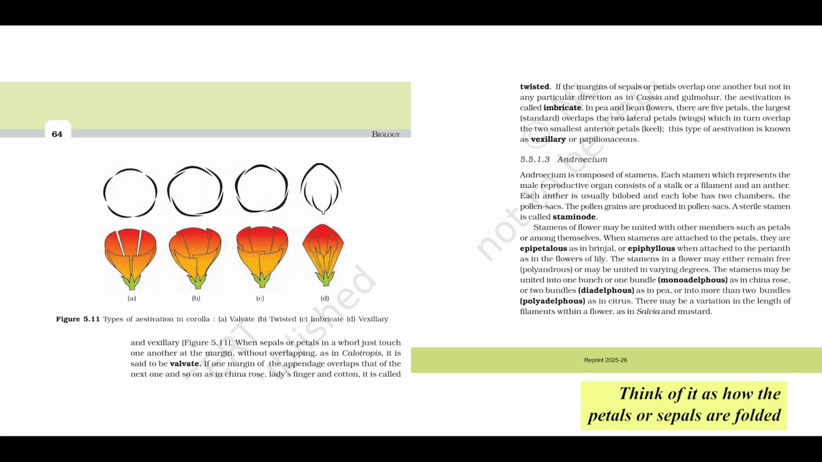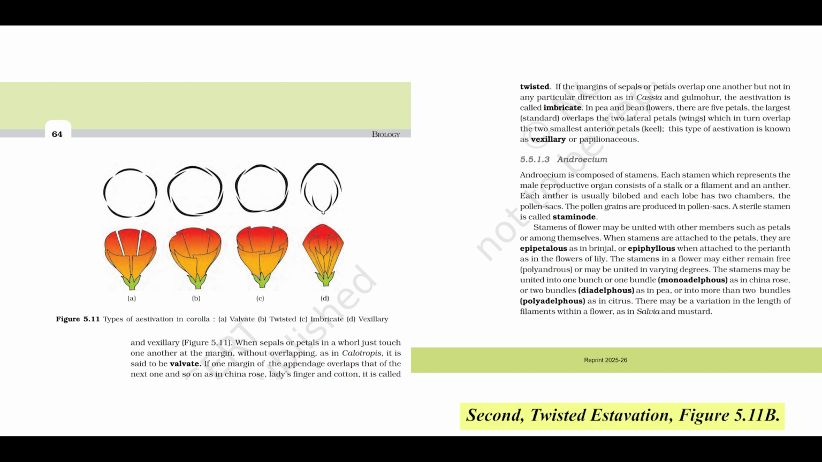Think of it as how the petals or sepals are folded or overlap before the flower fully opens. It's about their arrangement relative to each other in the bud stage. Refer to Figure 5.11 for visual aid as I describe the main types. This is a very common exam topic. First, valvate aestivation, Figure 5.11a. In this type, the sepals or petals in a whorl simply touch one another at their margins, without any overlapping. Imagine them meeting precisely edge to edge. A clear example is calotropis.